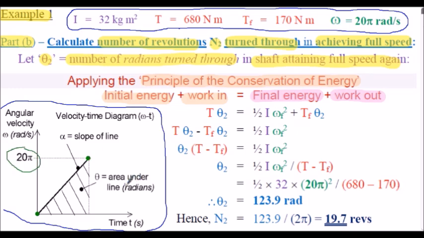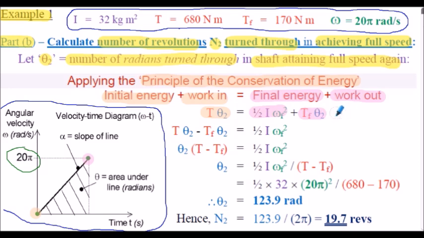So if we consider the energy we have initially, we have no kinetic energy because the shaft is stationary, but we know that the shaft is being accelerated, so there must be work into the system. And I've denoted that as T theta 2. Now we have gained full speed, so by definition we must have kinetic energy of rotation. And of course we've got the constant frictional torque to overcome that takes work out of the system. We're trying to calculate theta 2 from this equation.